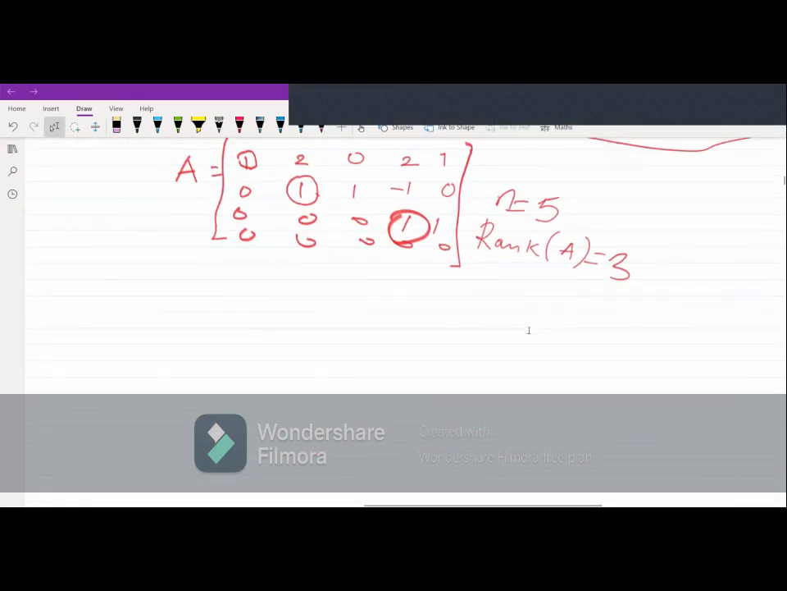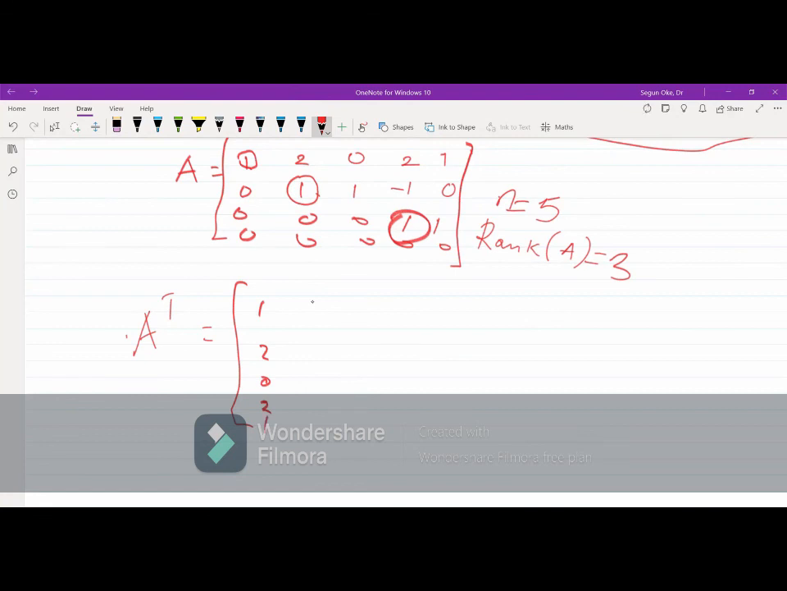Don't forget, we are not working on a square matrix, but we use the diagonal too. Like this one, if I find the transpose of this matrix, for example, A transpose, remember A transpose will be different from the normal transpose. I can say 1, 2, 0, 2, 1. By the time I find this one, what do you think I'm going to have? Am I going to have the same dimension again? No. So definitely the rank will also change in this case. So in this case, the rank of A is 3.